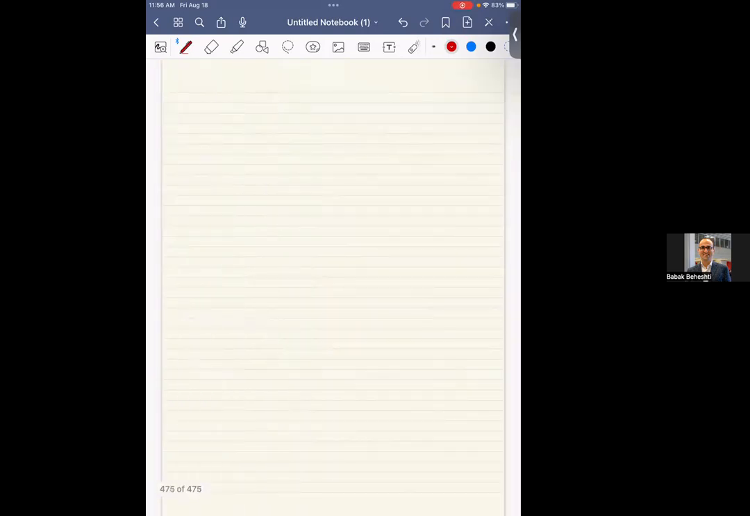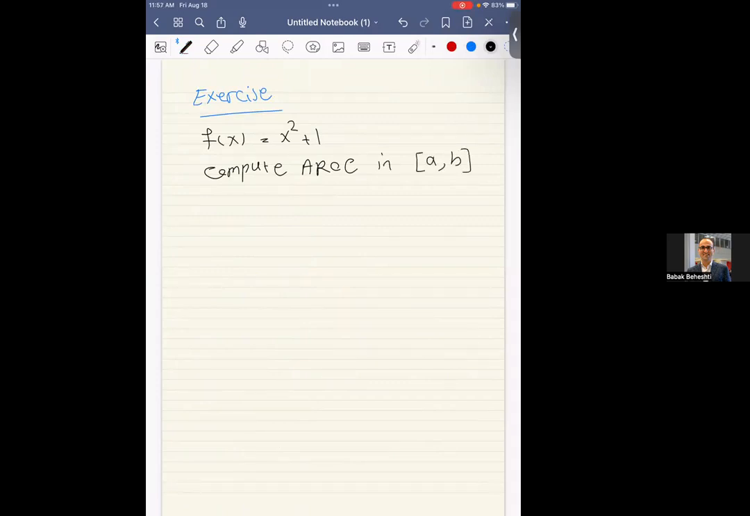So now, can you imagine? I give you this another exercise. Suppose that f of x equal to x squared plus 1. So compute the average rate of change in this interval. Again, a and b. So here, x1 is a, x2 is b.